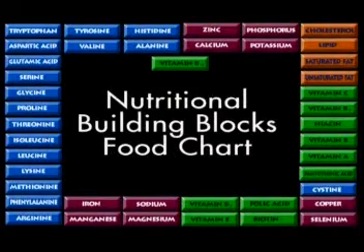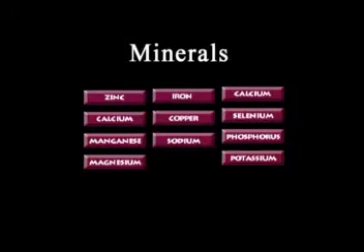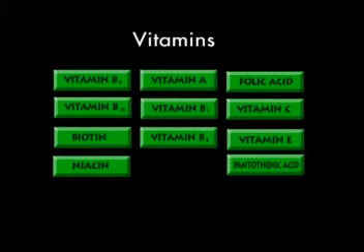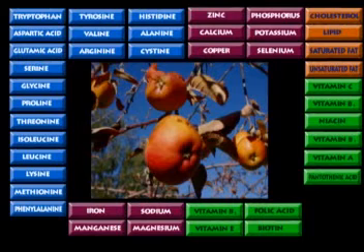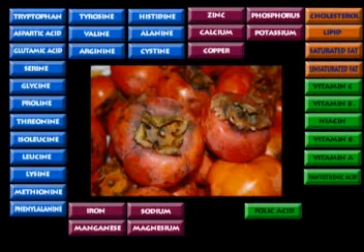What we have here are the basic building blocks that are contained in all of our food. The four main groups are the fats, minerals, amino acids or proteins, and vitamins. I've compared a list of some basic foods, a couple of raw foods and a couple of cooked foods that are pretty common. And I've compared the nutrient density, showing the building blocks, which are in bright colors, that are contained in these foods.